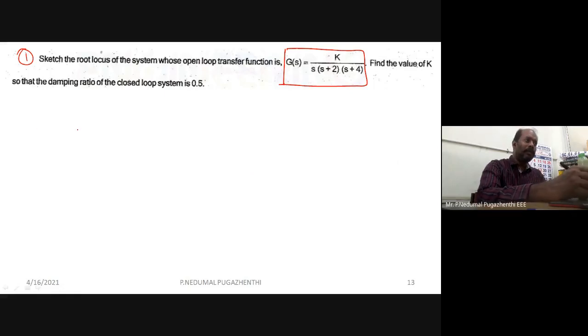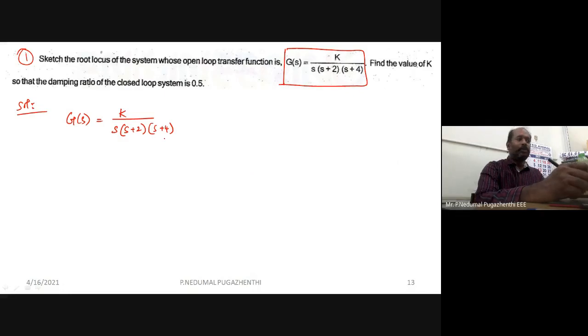So let me start with the procedure of root locus. The given open loop transfer function is G(s)H(s), and we assume that this is a unity feedback. So G(s) = K divided by s(s+2)(s+4). It's a very standard problem which, in university and non-university examinations, you might have come across in different question papers of different years, right?